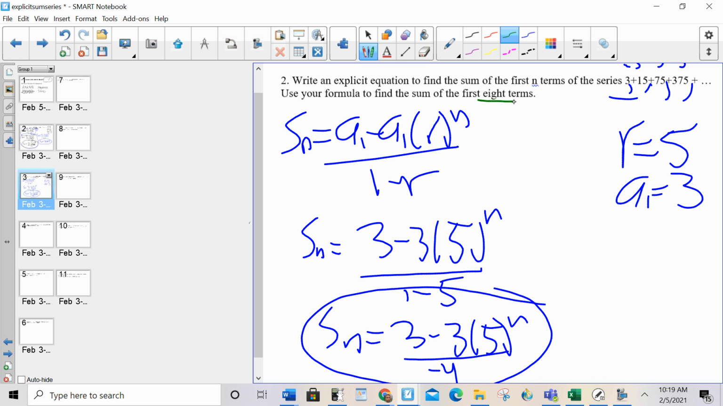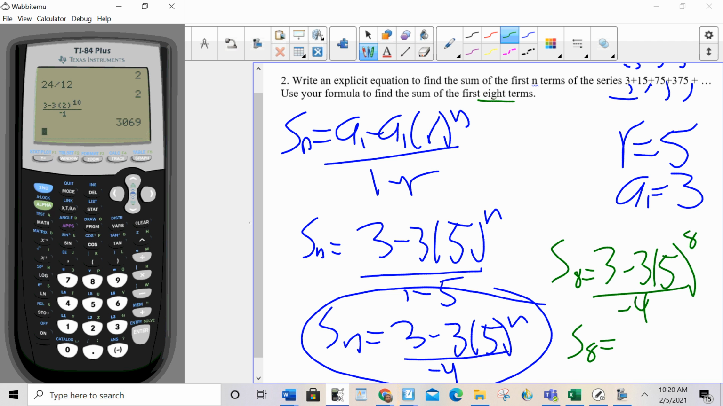I'm going to give you about 30 seconds to try and do that on your own. Okay, S of 8 equals 3 minus 3 times 5 to the power of 8 over negative 4. S of 8 equals... Alpha y equals, enter 3 minus 3, 5 power 8 over negative 4. 292968.